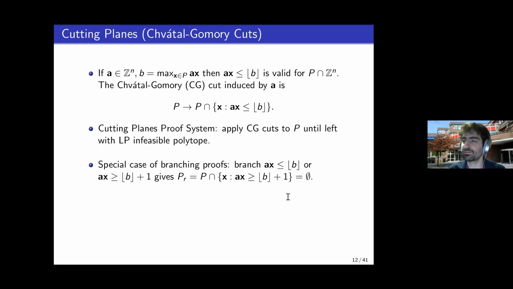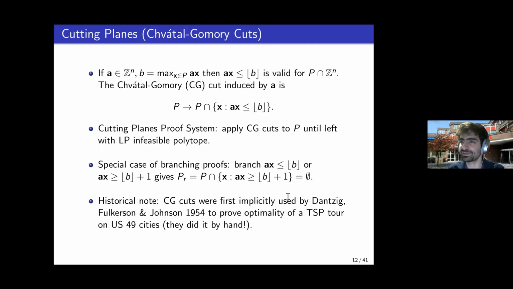And just as an interesting historical note about these cuts, possibly the first paper ever to show how awesome cutting planes were is this paper of Dantzig, Fulkerson, and Johnson, where they essentially used CG cuts and maybe some other tricks to show that a specific TSP tour on 49 US cities was optimal. They did it using CG cuts, and they did it by hand. They have a whole paper that explains how exactly they did it, and they established the methodology of using cutting planes in IP, showing that they can really be used to solve optimization problems. So, just a nice, cute historical aside.